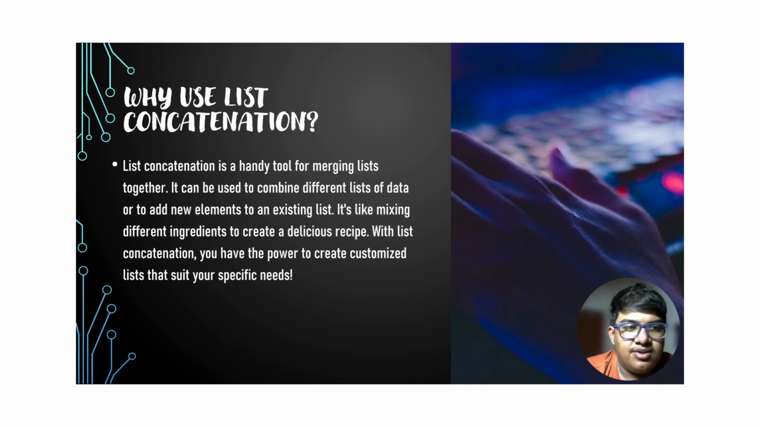Why use list concatenation? List concatenation is a handy tool for merging lists together. It can be used to combine different lists of data or to add new elements to an existing list. It's like mixing different ingredients to create a delicious recipe. With list concatenation, you have the power to create customized lists that suit your specific needs.